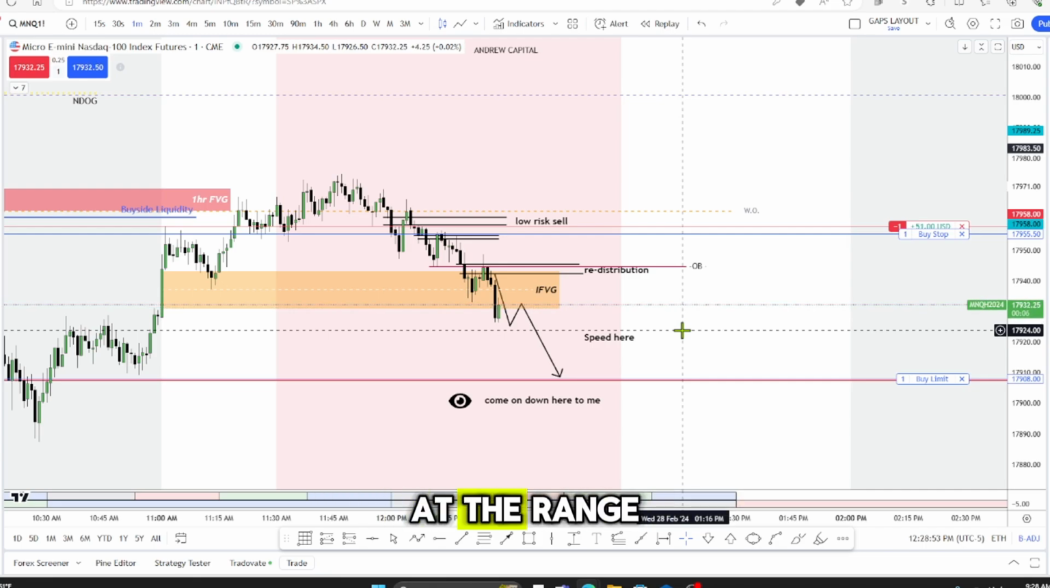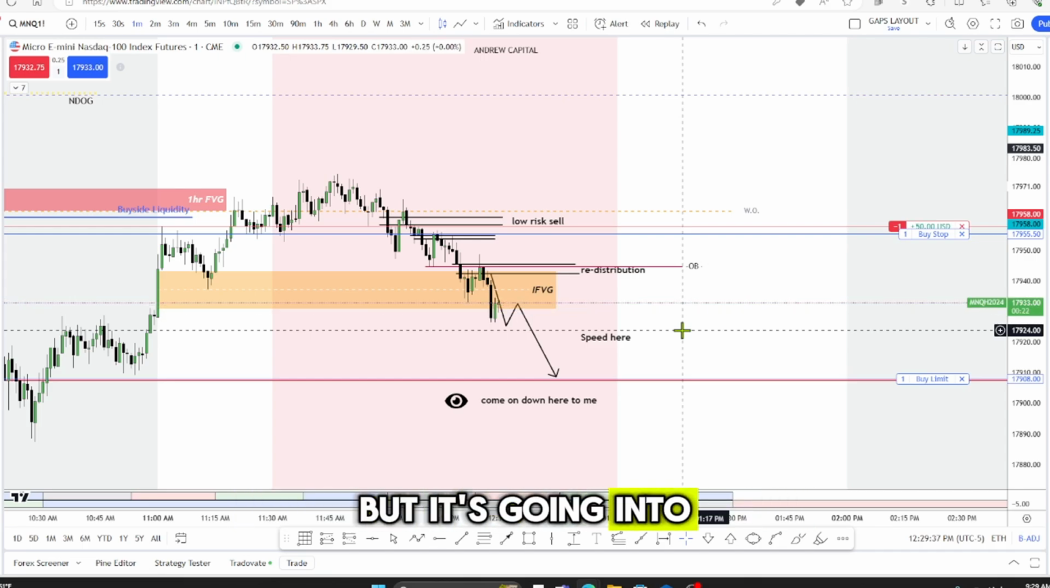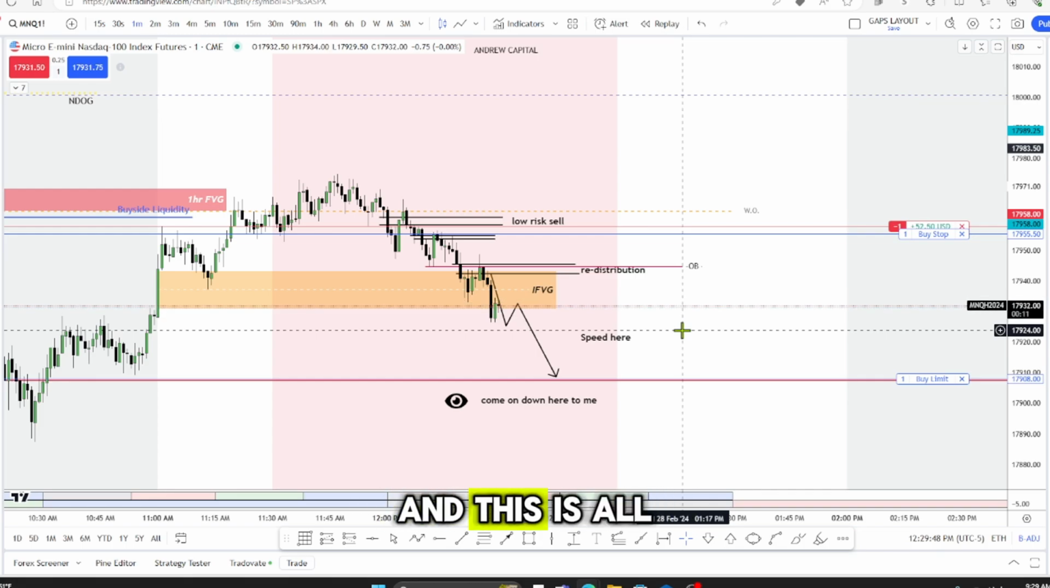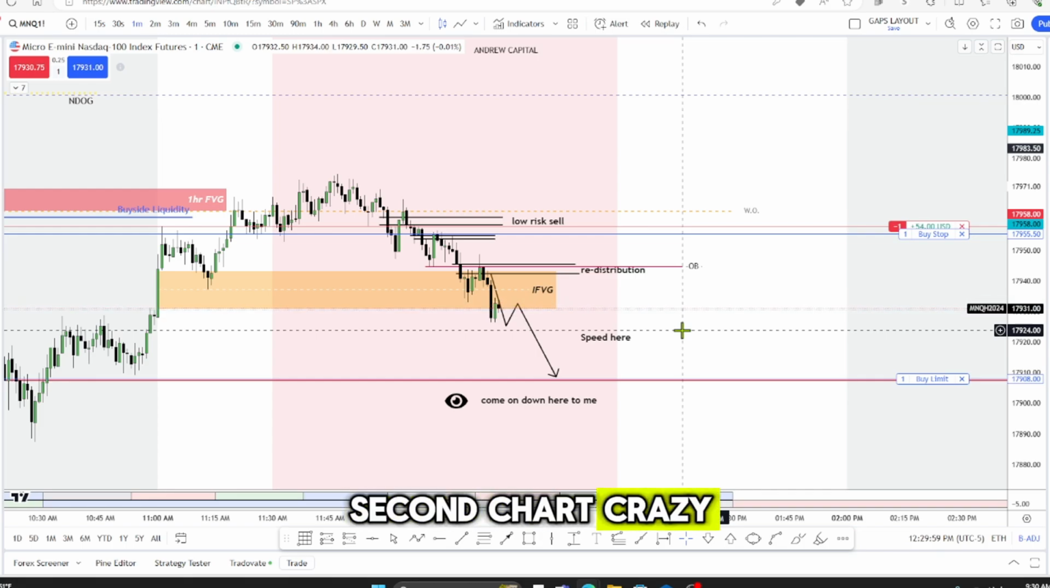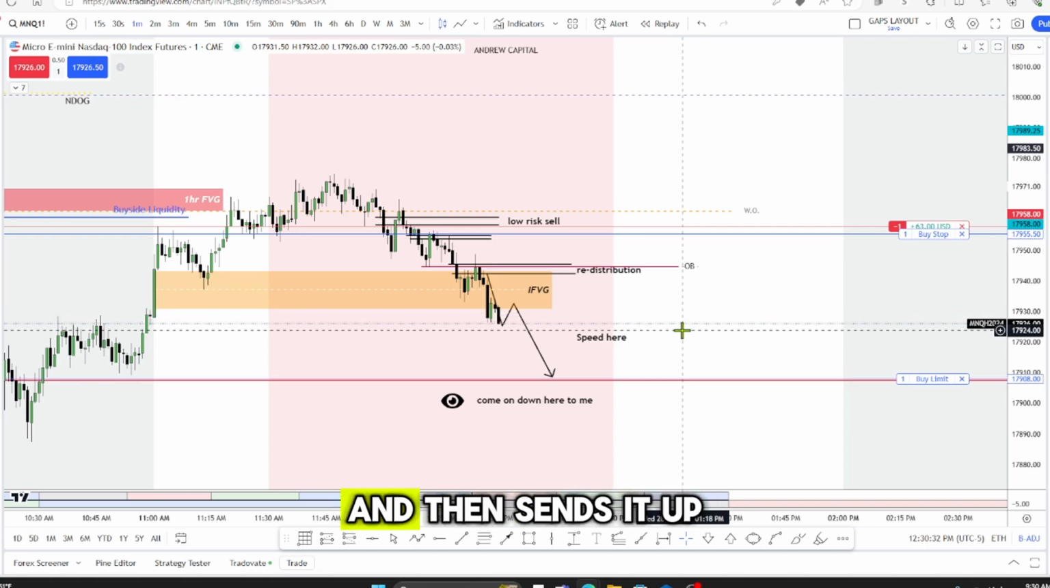So if you look at the range that's created with this breaker that was used on the 1-minute chart, look at that right there. That's on your upper quadrant. Yes, it wicks down a little bit, but it's going into that small little fair value gap right there. And this is all occurring on a 30-second chart. Crazy, ain't it? And then the market rallies up, and then we create the last premium array on the sell side of the curve over here, and it trades into it here and then sends it up.